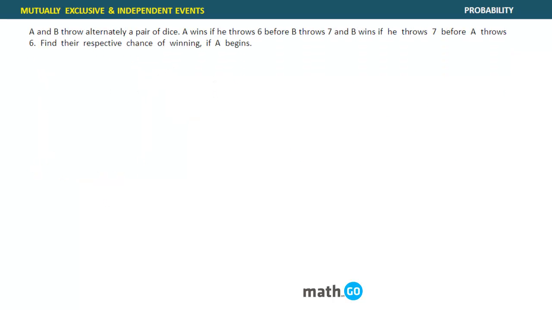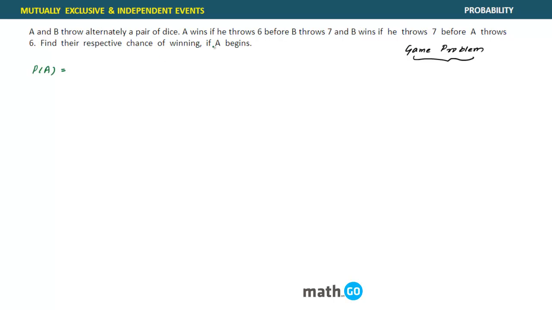Okay, so the next question is basically a game problem. If you want to check, I call it a game problem, a very famous one in fact. So what is a game problem? A and B start playing and they throw a dice. If A throws 6 before B throws 7, then A wins. If B throws 7 before A throws 6, then B wins. As simple as that. They are throwing a pair of dice. Can you tell me the probability of winning of A?